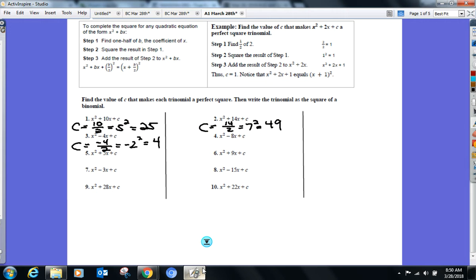Here we go. 3. What's my C value for number 4? Right to the end now, Emma. It is negative 8. Go ahead. Divide it by 2. Square it. 16.